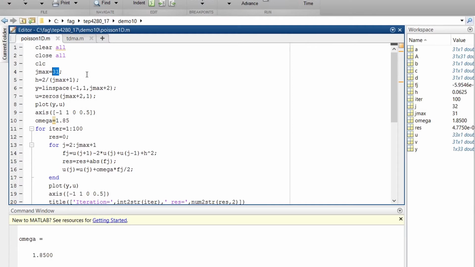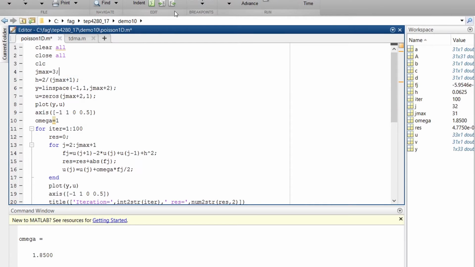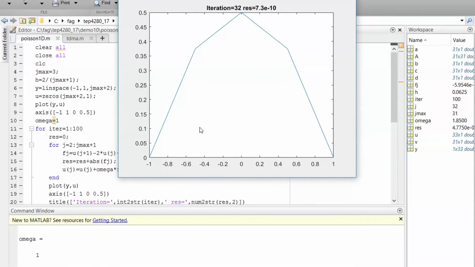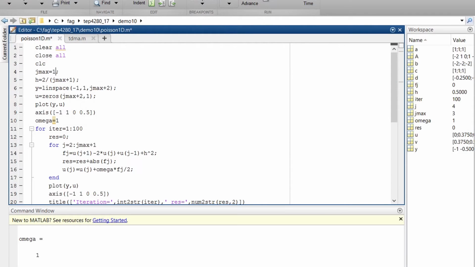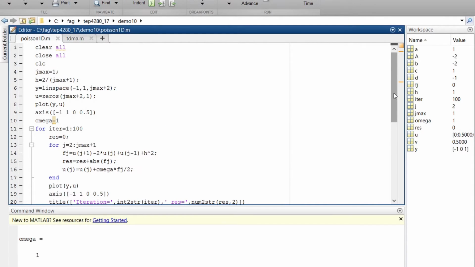A fun part here, if you go down with the number of unknowns, say you only have three, then clearly I can go down to omega one. Pure Gauss-Seidel, I have very, very few unknowns, and run this one. And we still hit the solution quite perfectly. I can even go all the way down to one single point, one single unknown. And it hits it perfectly. Why? That will be question 1A on the exam. So that's a neat one. Okay, no questions?